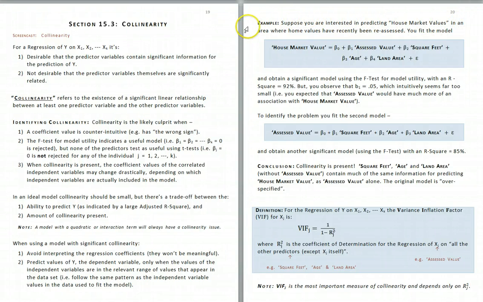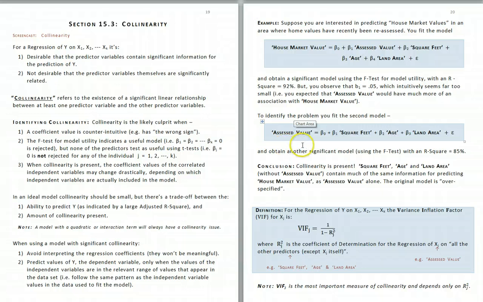Here is an example. Suppose you wish to predict the market value of a house based on the house's assessed value, square feet of living area, age expressed in years, and the land area expressed in fractions of an acre. Suppose further, when you fit the model, you obtain an R-square of 92%. But the coefficient of assessed value turns out to be 0.05, which seems too small to reflect the relationship between assessed values and market values.